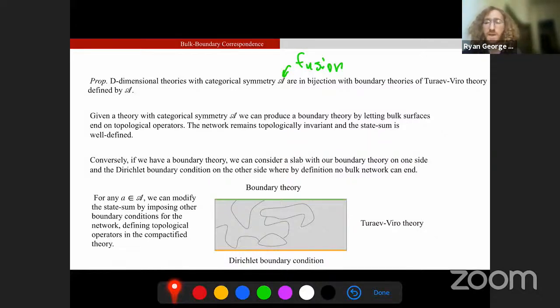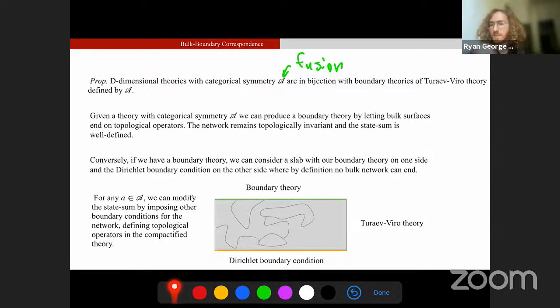Conversely, if I have a boundary theory, then we can do this construction where we make a slab. So we think about our TQFT in the bulk of the slab. We put the boundary theory that we start with on one side. And then on the other side, we put this thing I call the Dirichlet boundary condition. The way this Dirichlet boundary condition is defined is that, in the bulk, we're summing over these networks. And this boundary condition is just a simple boundary condition where we say the network is not allowed to end on the boundary. So that's a good boundary condition.